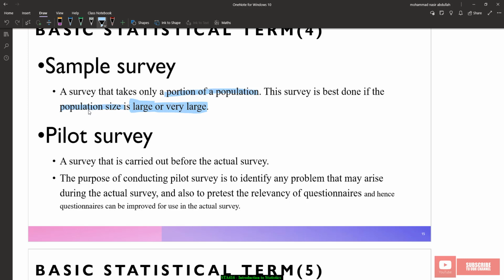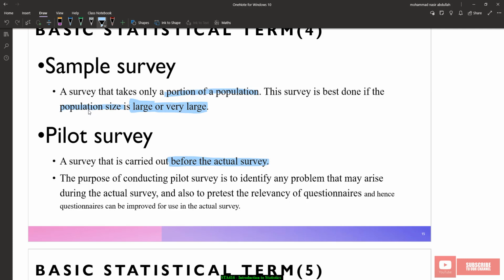Sample survey. Now, another term is a pilot survey. Pilot survey is not a study about aircraft. Please remember, it's not a study about aircraft. It's just a survey that is carried out before the actual survey. It's a study or a survey carried out before the actual survey, right?